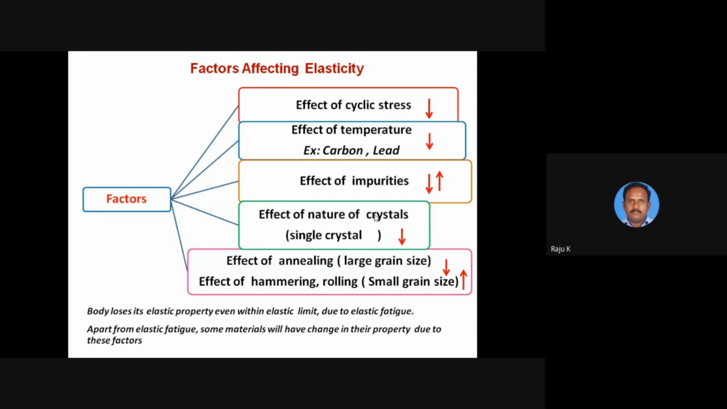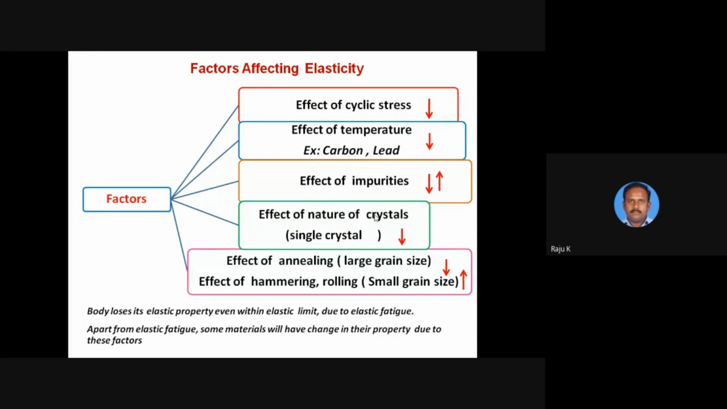The next parameter is known as the effect of annealing. Annealing, hammering and rolling cause a break in the bonding of the material, which causes an increase in the elastic property of the material. What is meant by annealing? It is a process of changing the temperature. That is a process of heating. Quenching means a sudden cooling. Annealing means some change in the temperature here.